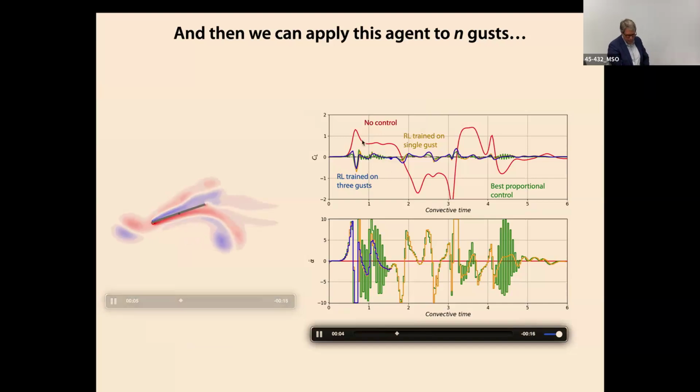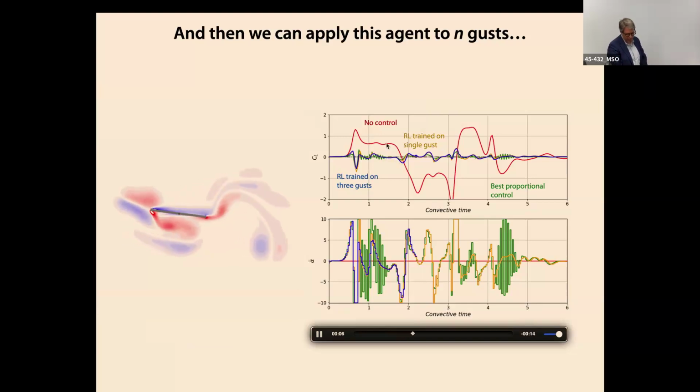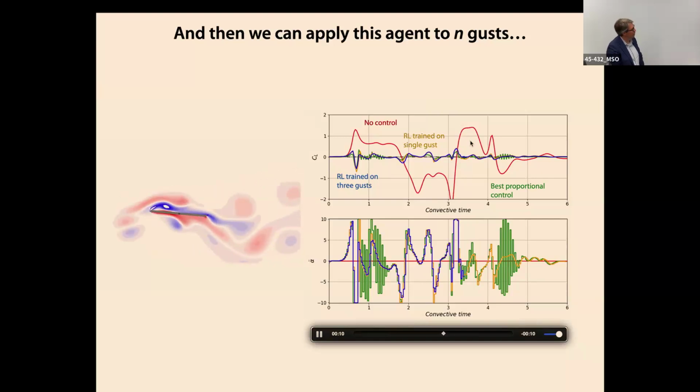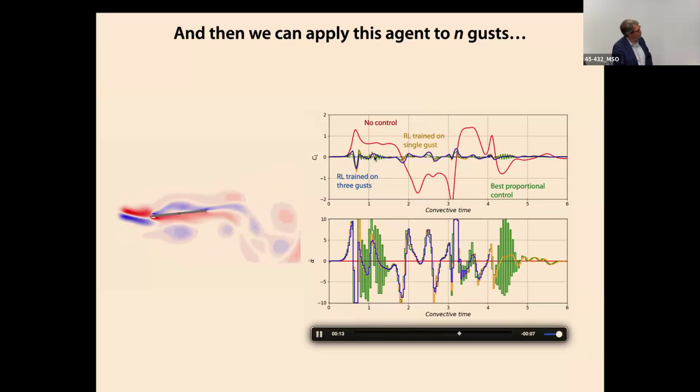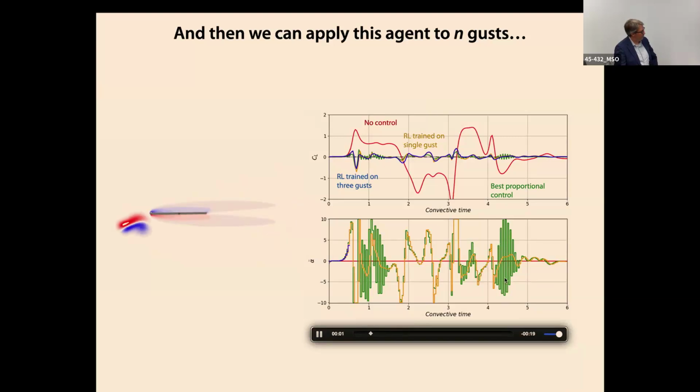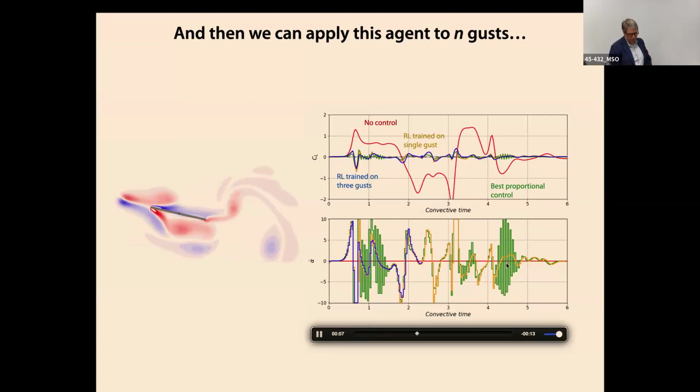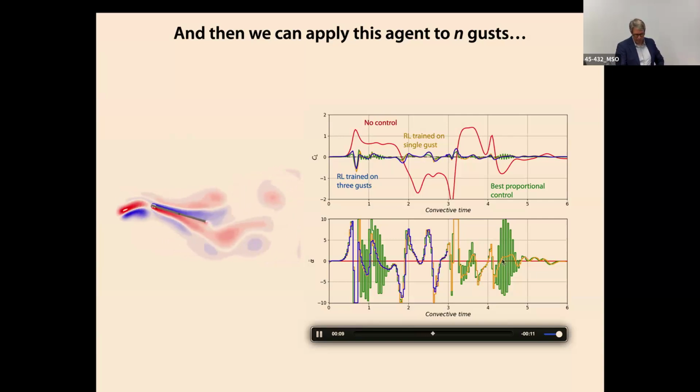The red line here is no control. That just means the lift goes up and down because the gust is hitting it. All of the curves here are different versions of control. Now, the best proportional control looks pretty good, except it's got some really serious wiggles here. This is basically the action, the acceleration, jumping back and forth between positive and negative, because it's pretty dumb, and it keeps going back and forth. There's a good reason for that I won't go into.